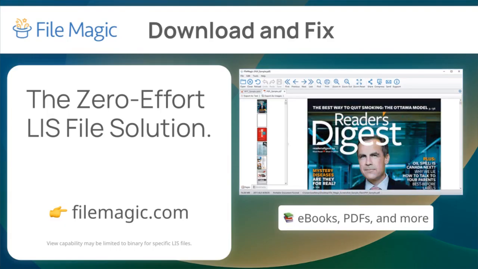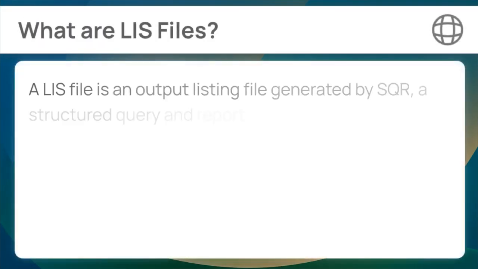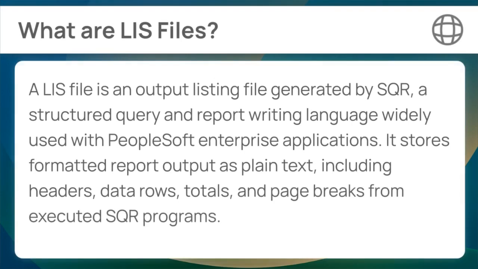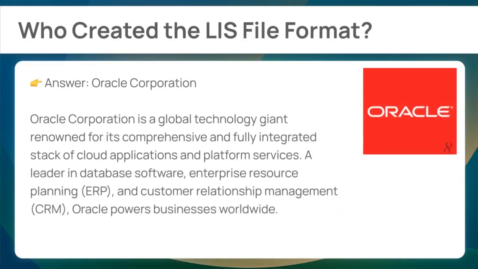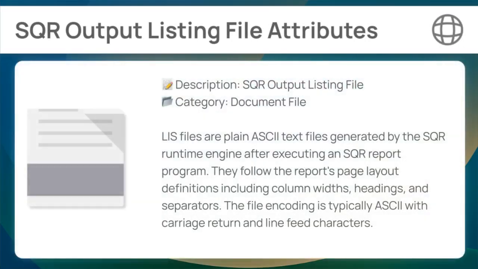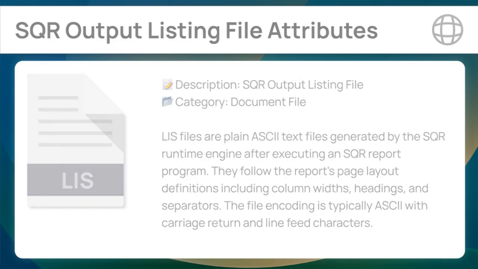A LIS file is an output listing file generated by SQR, a structured query and report writing language widely used with PeopleSoft enterprise applications. It stores formatted report output as plain text, including headers, data rows, totals, and page breaks from executed SQR programs. LIS files are plain ASCII text files generated by the SQR runtime engine after executing an SQR report program. They follow the report's page layout definitions, including column widths, headings, and separators. The file encoding is typically ASCII with carriage return and line feed characters.